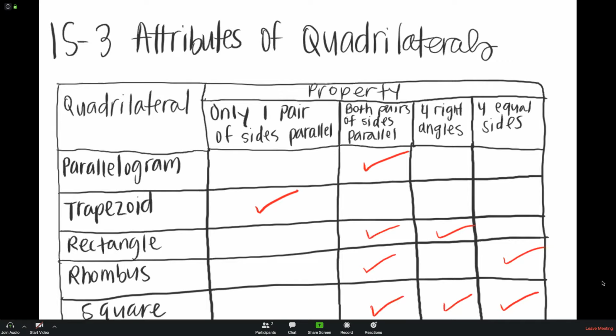So there's 5 different kinds of quadrilaterals that we'll talk about today, which are parallelogram, trapezoid, rectangle, rhombus, and square. We're going to talk about all of the properties that make up one of these shapes and how to specifically name them, because some of them can be called multiple names, okay?